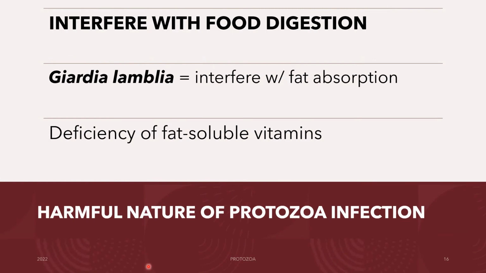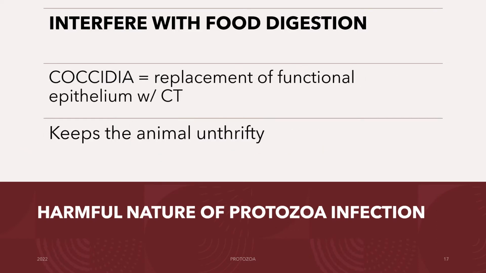Another consequence of protozoa infection is that it can interfere with food digestion. Giardia lamblia is responsible for mechanical interference of fat absorption from the intestine by the layer of parasites adhering to its wall, which leads to a deficiency of the fat-soluble vitamins. In the case of coccidia infection or coccidiosis, coccidial recovery results in replacement of the functional epithelium by connective tissue, which hampers the intestinal digestion and keeps the individual unthrifty.